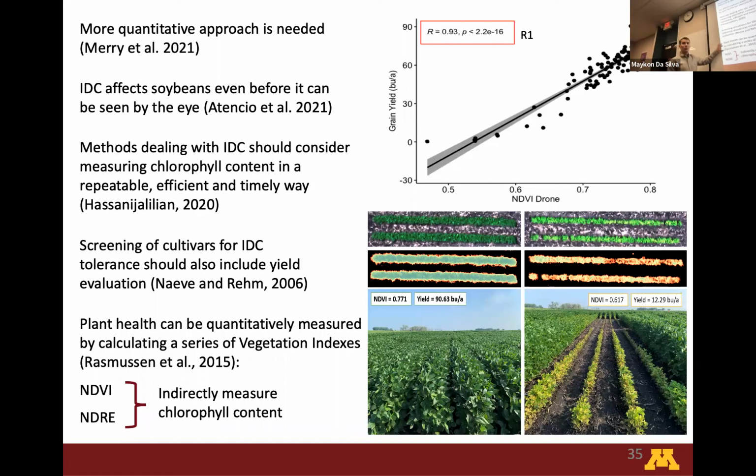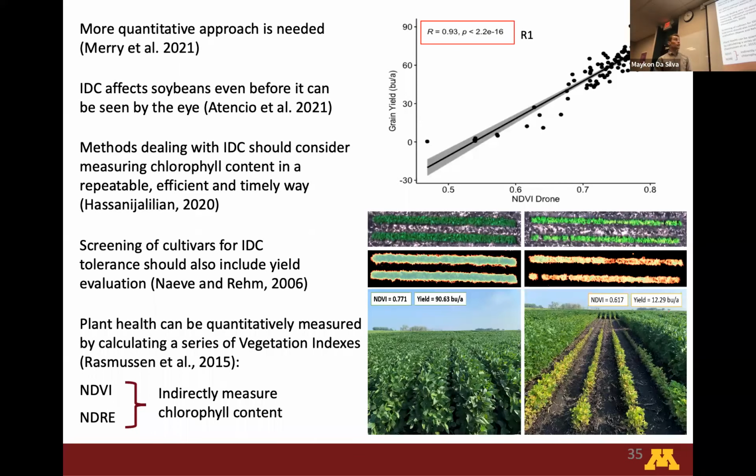Well, while still looking through the research with the literature, we found that plant health can be quantitatively measured by calculating a series of vegetation indices. And that NDVI and NDRE vegetation indices, for example, indirectly measure chlorophyll content. So then we thought, here it is. What if we try to work on a model to estimate grain yield based on timing and intensity of IDC with vegetation indices from drone imagery?